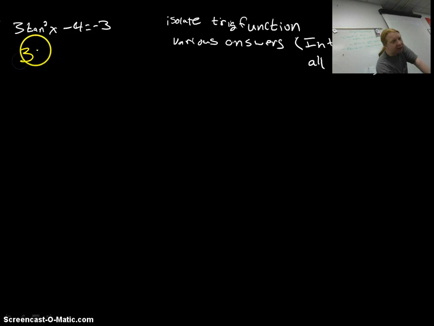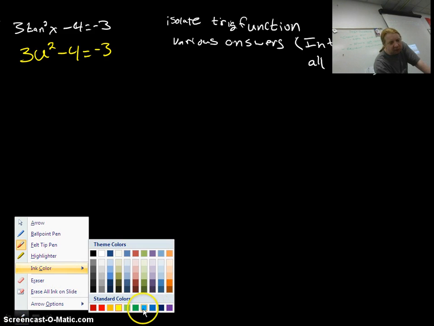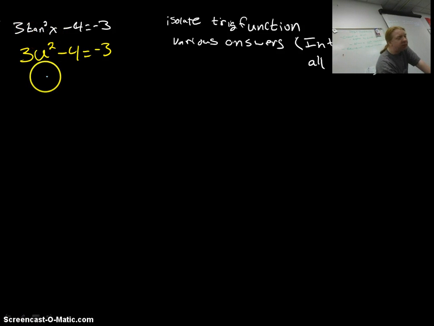So you could write this as 3u squared minus 4 equals -3 and solve. If that's something that flows better with your style of writing, you can do that. For practice, I'm generally going to continue writing it with the tangent, just so we don't lose it. For the harder problems, u substitution's a good plan.